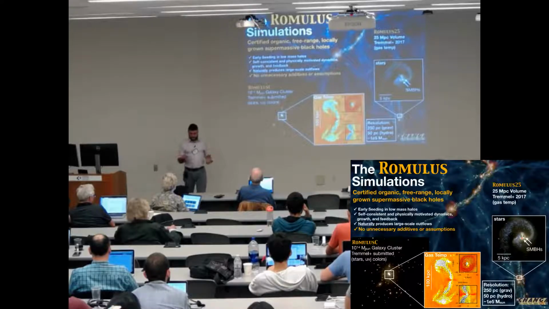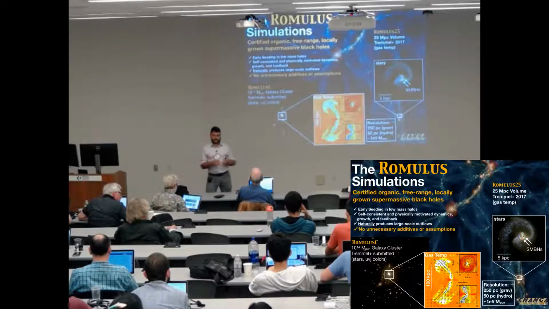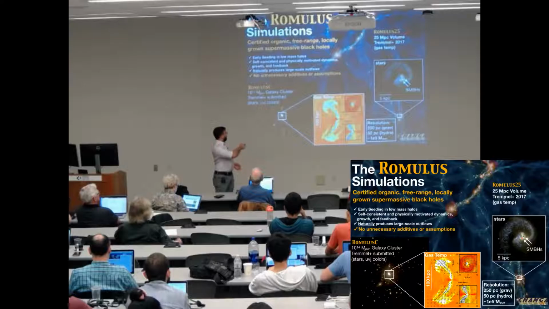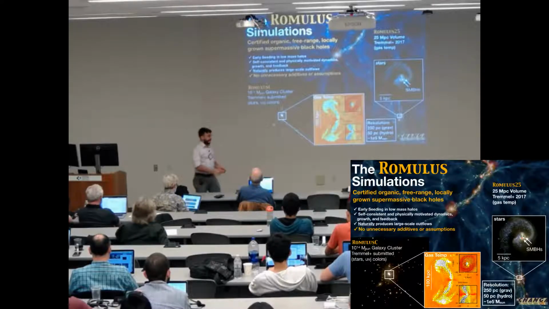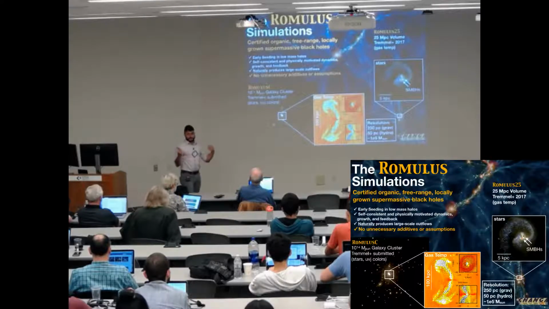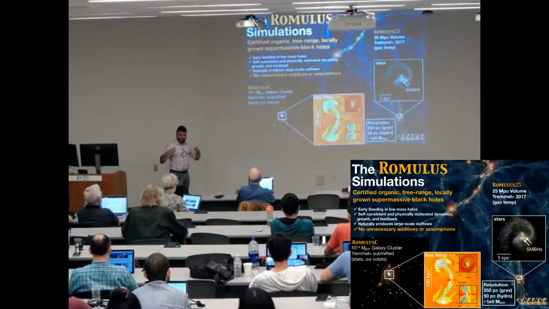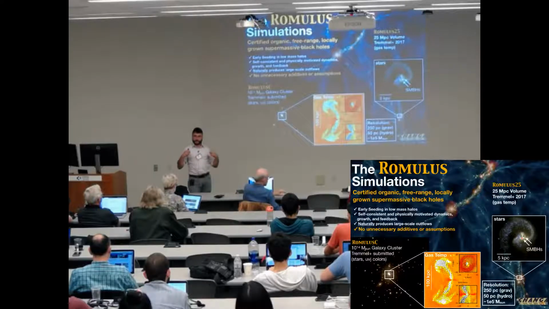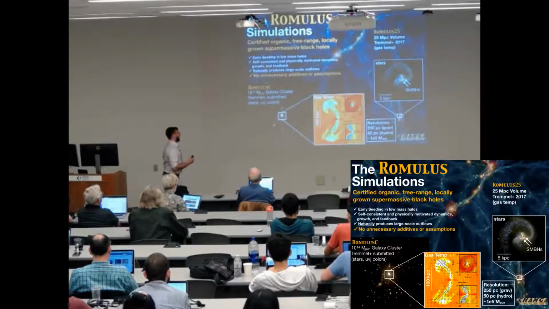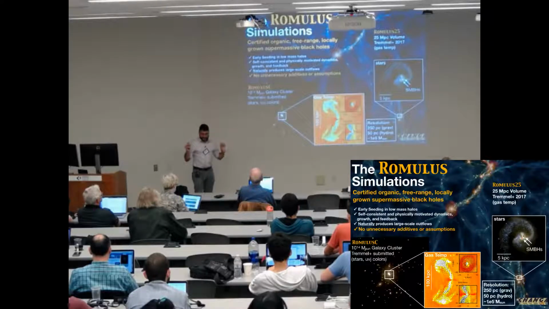So a couple of people have already mentioned the Romulus simulations. These are large-scale, high-resolution cosmological simulations, which come in two flavors, RomulusC, which I'll be focusing on today, as well as Romulus25, a 25 megaparsec uniform volume simulation. But the thing that these simulations do really well is black holes. We do black holes as well as you can at this sort of resolution, right? And the tagline here is certified organic, free range, locally grown supermassive black holes.